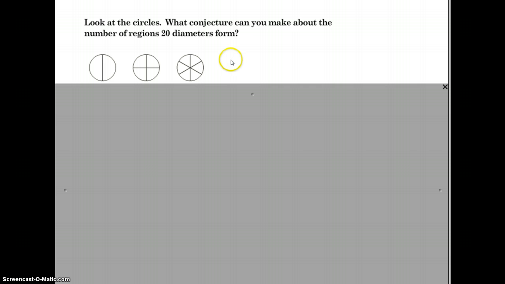What about this pattern? And see if we can figure out one here. Look at these circles, and what conjecture can you make about the number of regions that these 20 diameters form? So let's talk about this word here, conjecture. What a conjecture means is it's our guess. Based off of this pattern, let's guess. What do we think is going to happen?